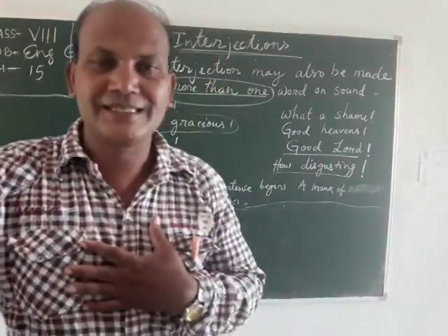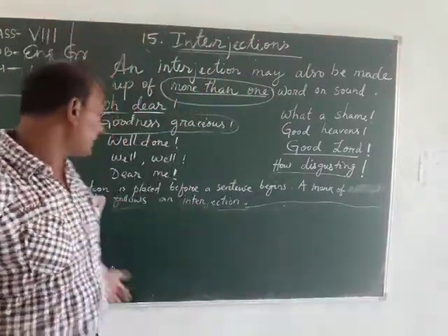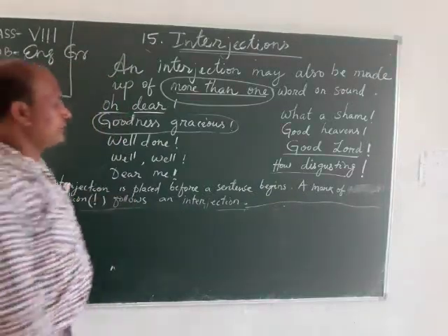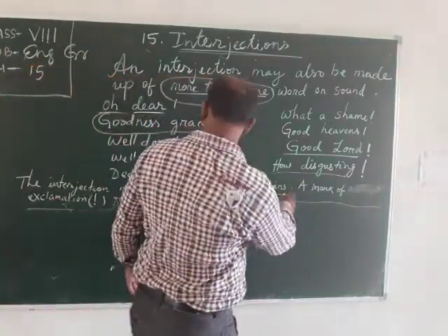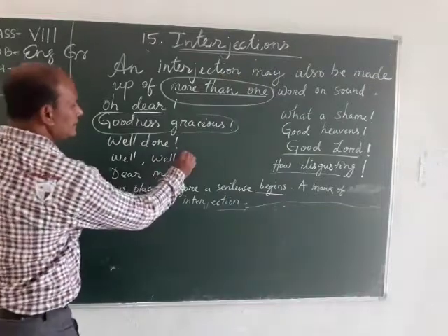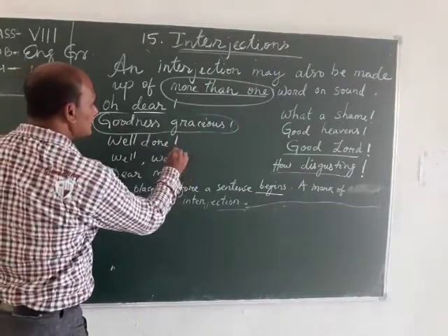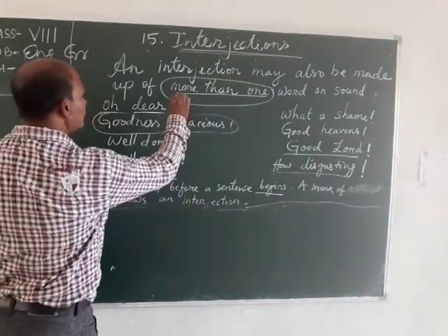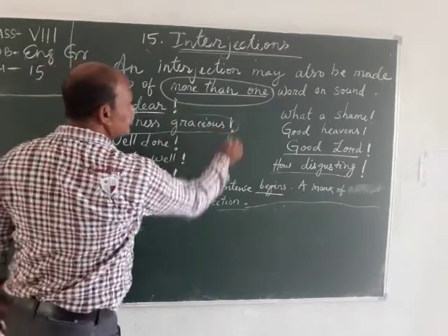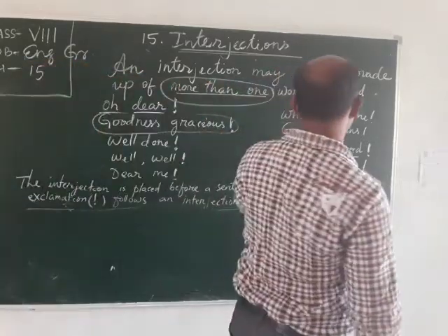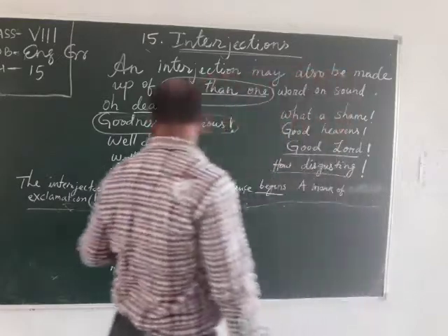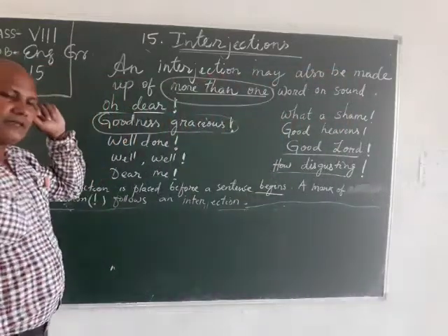I am filled with happiness. We can say many words at the beginning of the sentence. In my examples here you can see this is the sign of exclamation. All these sentences are exclamatory sentences. You can see the exclamation signs. This is the sign.